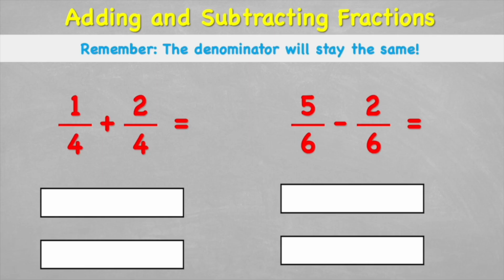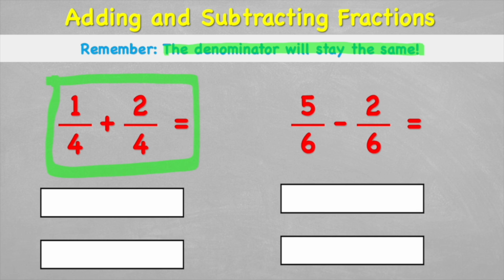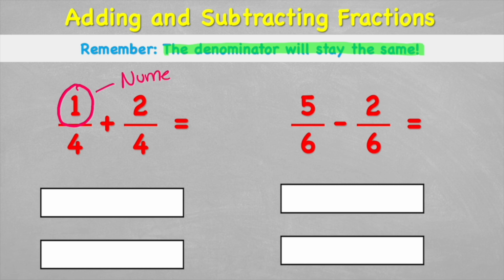Now, what we want to remember in this example is that when we are adding and subtracting our fractions, the denominator will end up being the same. But what does that mean? Well, let's have a look at our first example. 1/4 add 2/4. We should know by now that the number on the top of any fraction is called the numerator. And the number on the bottom is called our denominator.